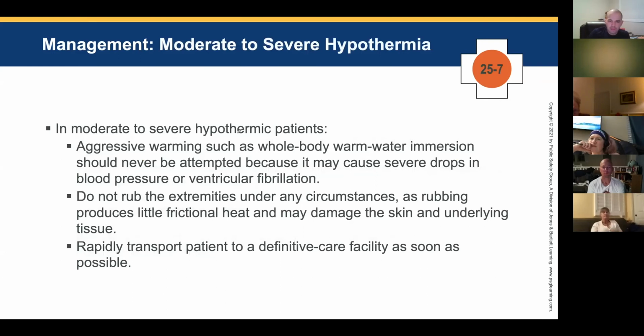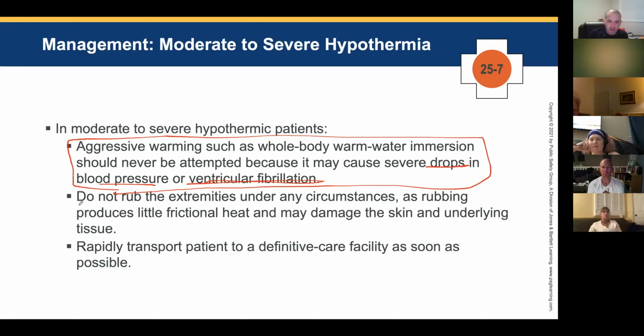So in moderate to severe cases, we may have to use aggressive warming, such as whole body warm water immersion. However, this actually, don't aggressively warm. Don't do it. Sorry, I'm a little bit ahead of myself. Don't do it. So you don't want to rewarm the entire body. And the reason why you don't want to rewarm the entire body is because it can cause a drop in blood pressure, or it can lead to ventricular fibrillation. So just be careful. When rewarming somebody, you don't want to warm them too fast. You don't want to dunk their body into a hot tub.